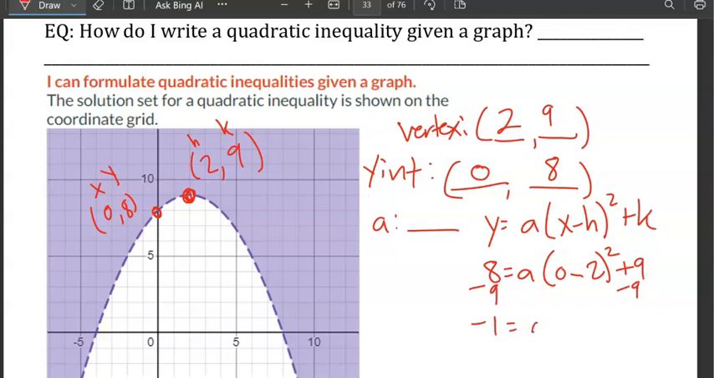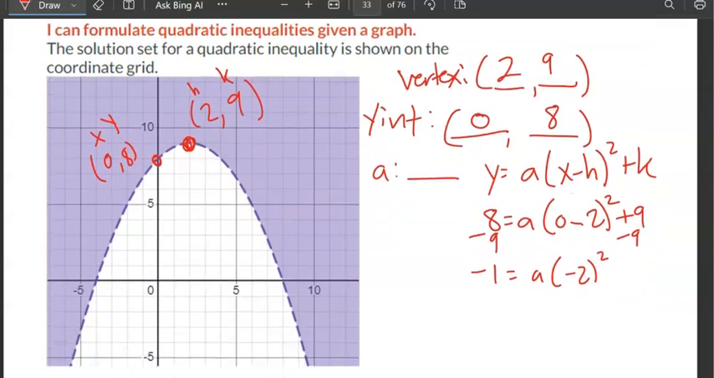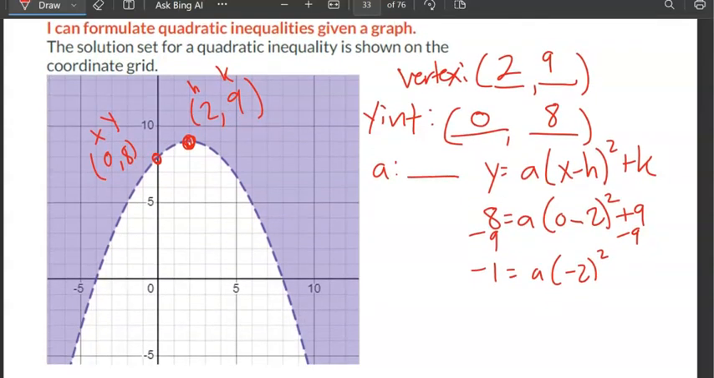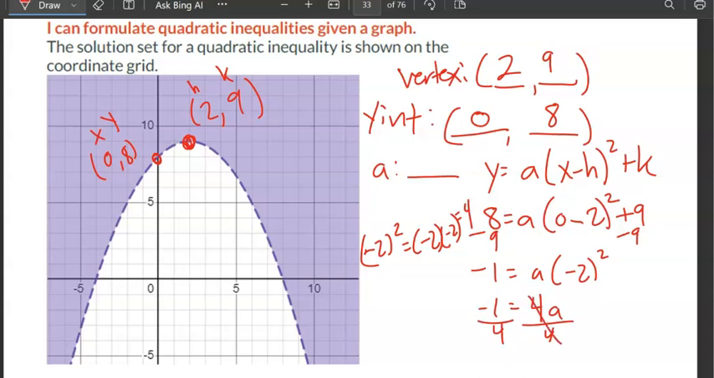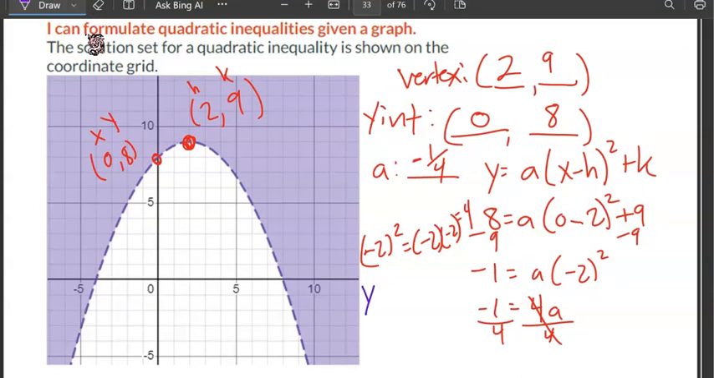-1 equals A times (-2) squared. Well, (-2) squared is the same thing as -2 times -2, which equals 4. So -1 equals 4A. Divide each side by 4. A is going to equal -1/4. So our formula will be y, something, -1/4 (x minus 2) squared plus 9.